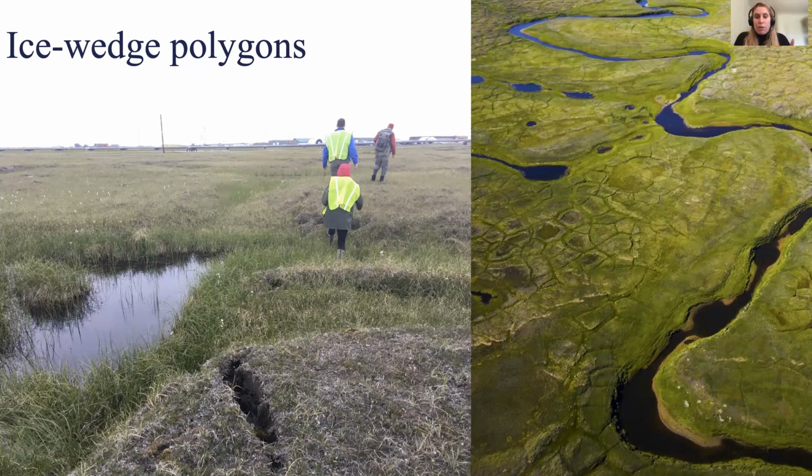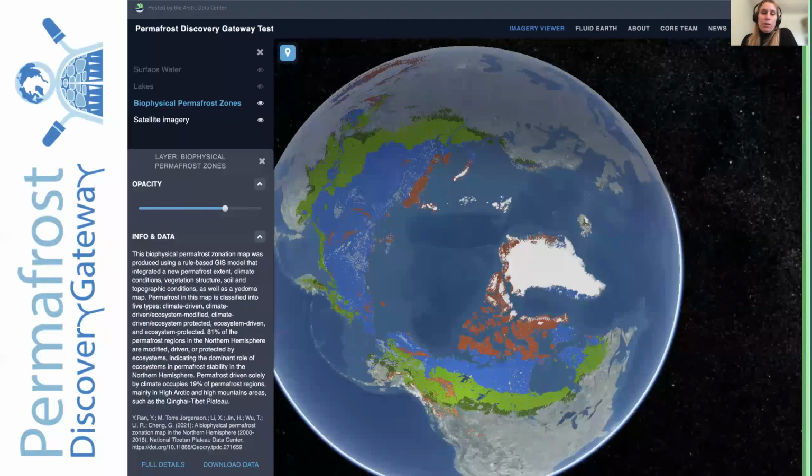So just like big data, the gateway is analyzing big imagery from global satellites that take photos of these ice wedge polygons. And we're using machine learning to detect them at a super fine sub-meter resolution.